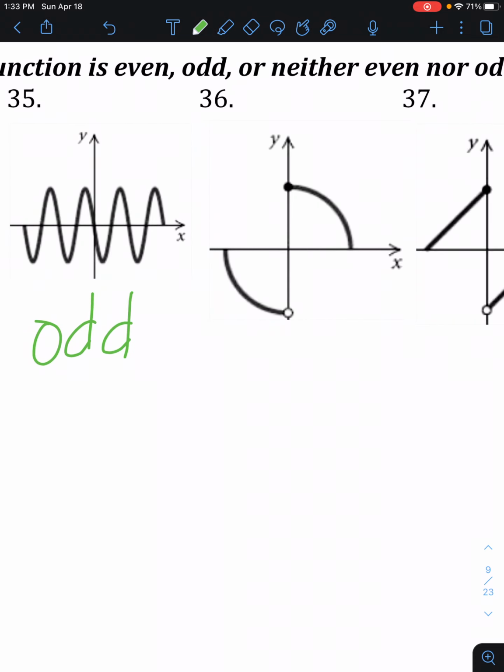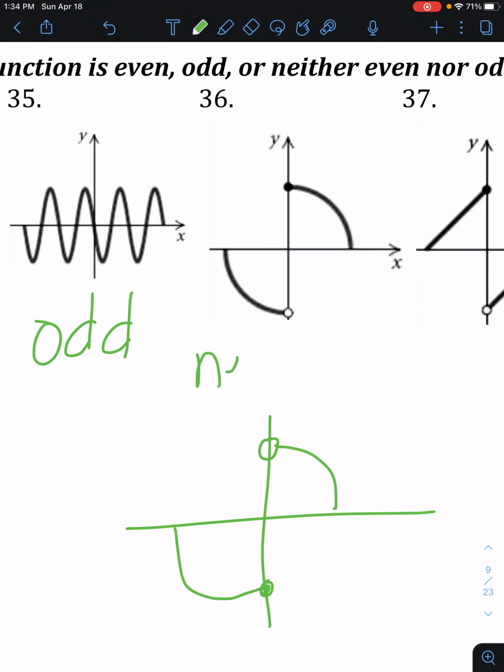Number 36, if you rotate your screen 180 degrees, bear with me here, I'm trying to draw a curve. It'll be this, which does not match the original. You have to be careful with closed and open circles. This also does not reflect over the y-axis. Therefore, this is neither. It's not even nor odd.